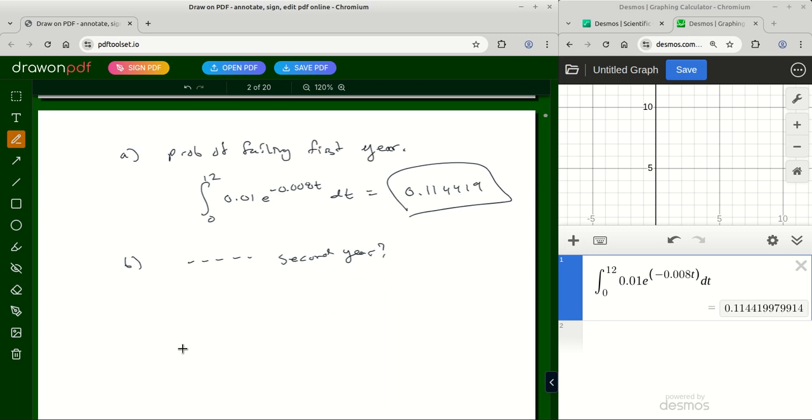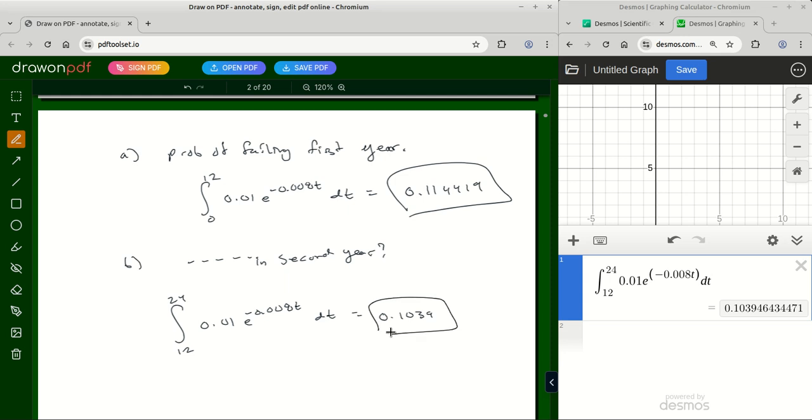Okay. Part B, it says, what's the probability of failing in the second year? What it means by second year is that it'll be 12 all the way to 24. We're not wanting to include the previous year. It doesn't say during the first 2 years. It says in the second year. So very specifically, that's why we're going to go 12 to 24. And there's my answer.